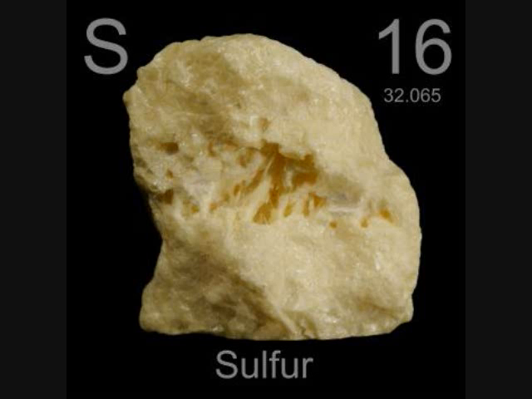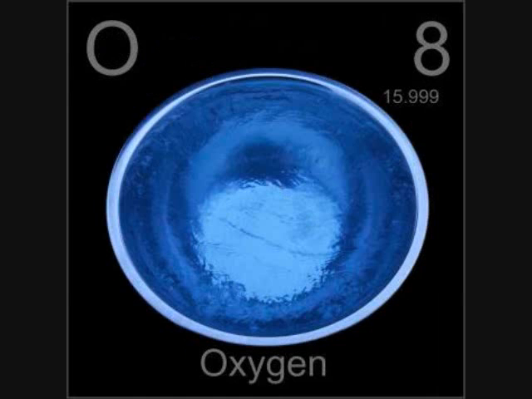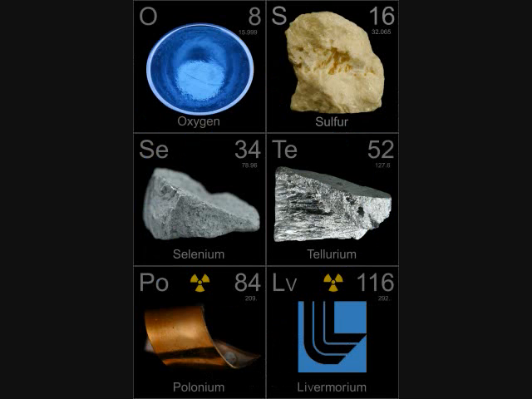Jordan here, and today I would like to explain why sulfur and oxygen are so different. The general rule is that elements in the same column have similar chemical properties. Sulfur and oxygen are both chalcogens, so you would think that they have similar properties. However, oxygen and sulfur are actually two very different elements.